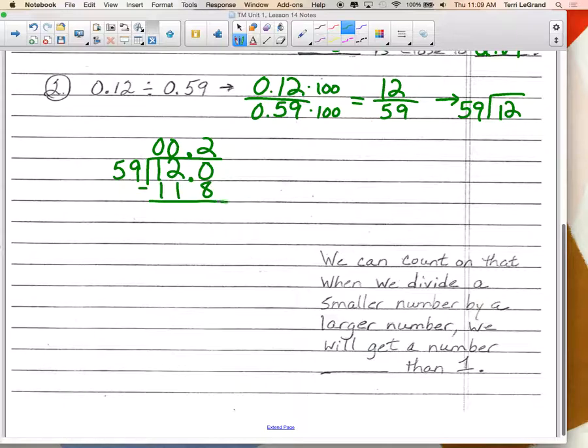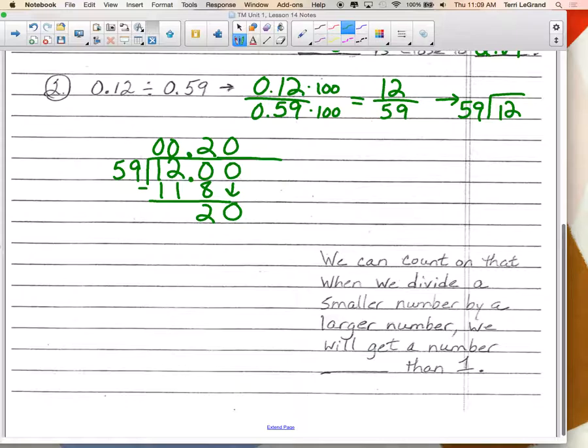And we need to subtract. It's 120 take away 118. 2. Do we have a remainder of 0 yet? No. So what are we going to do? Add another 0, bring it down, right? Okay. So now we have 20. How many 59s can you take out of 20? 0. Okay, well then we're going to put a 0 up there.